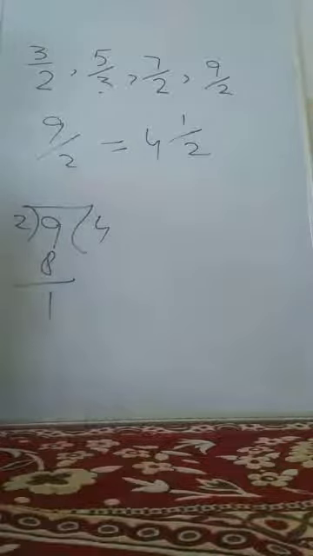Now we have 9 by 2. Convert it to a mixed fraction. 9 divided by 2. 2 fours are 8. 9 minus 8 equals 1. We have quotient 4. Remainder is 1. Divisor is 2. We have 4 and 1 by 2. 9 by 2 equals 4 and 1 by 2.